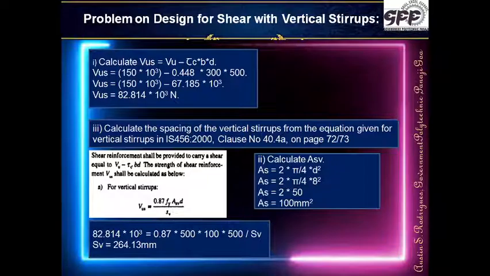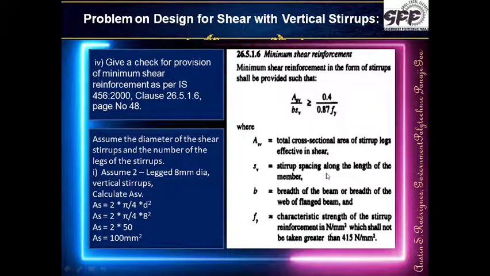Now apart from this, whatever is the spacing, the code says check for minimum shear reinforcement. That much amount of minimum shear reinforcement has to be provided, that is per meter, and then we need to verify. So spacing has come to 264. Now let us check the spacing with this particular steel for minimum shear reinforcement. So give a check for provision of minimum shear reinforcement as per IS 456 2000 clause 26.5.1.6, page number 48. So what does this say?